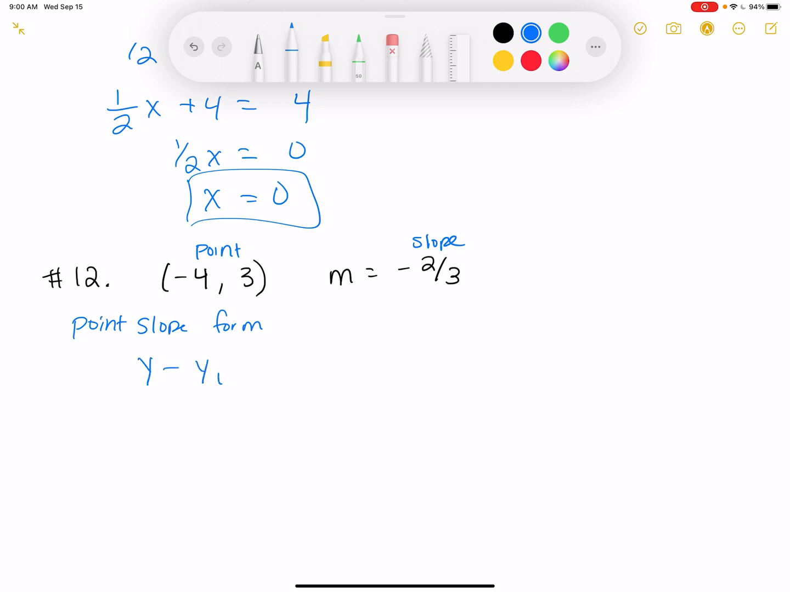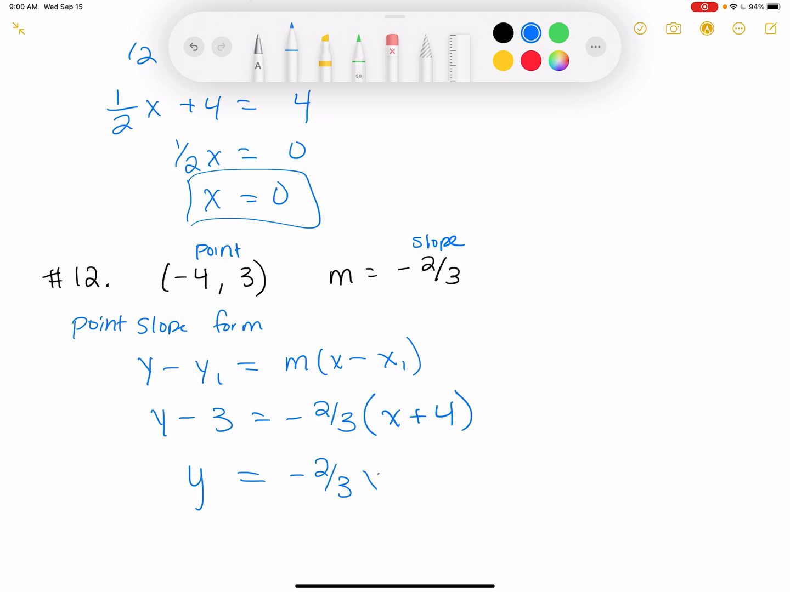y minus y1 is equal to m times x minus x1. This is what Berkeley and I were talking about earlier. So y minus 3 is equal to negative 2/3 times x minus negative 4, so plus 4. You will pretty much use this for any math you ever take from here on out. I'm going to go ahead and move the 3 over along with multiplying. So negative 2/3 x minus 8/3 plus 3.